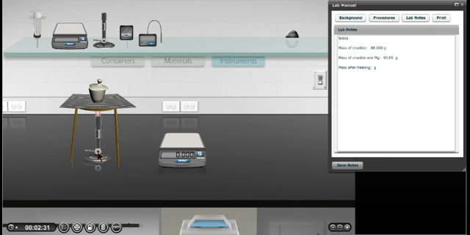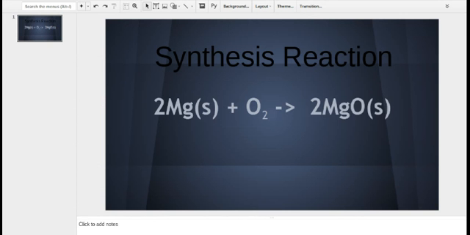Okay, so we will be waiting for the reaction here. I'm going to explain the chemistry of the reaction. As you can see on the screen, we have 2 moles of magnesium with 1 mole of oxygen, combined to become 2 moles of magnesium oxide. This type of reaction is called a synthesis reaction, which is when 2 different reactants combine to become a new product. Okay, let's go back to the lab.